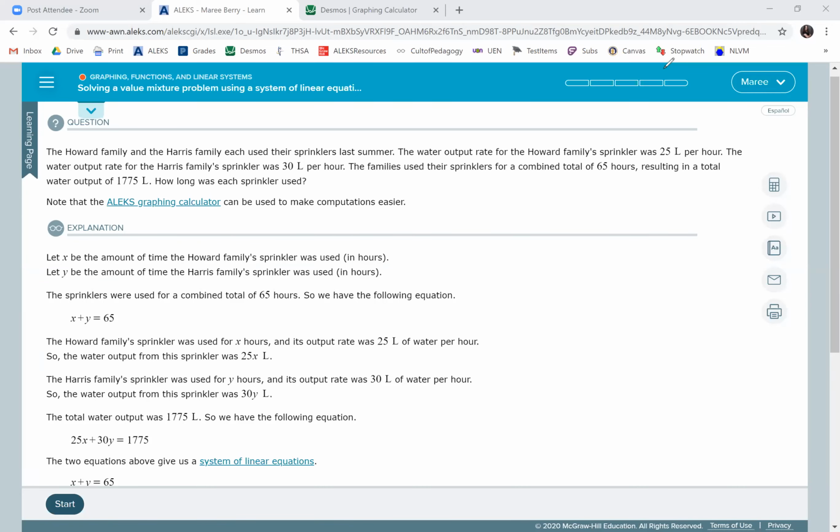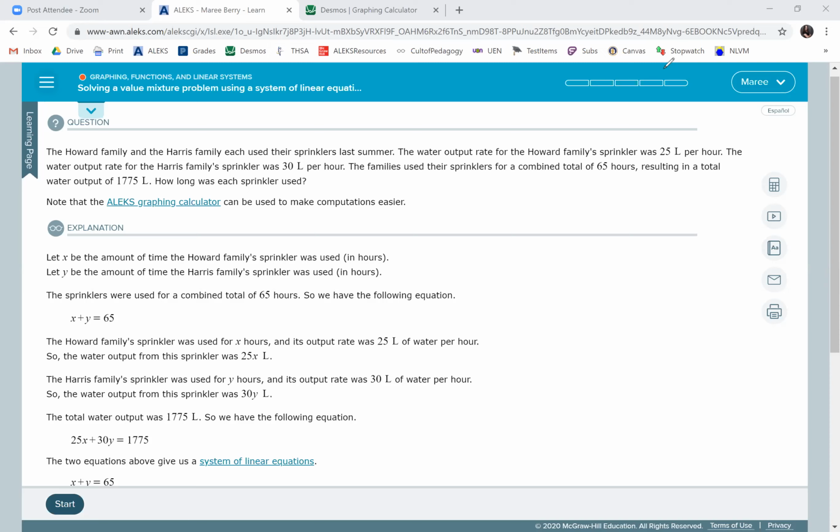For this particular topic, you have to write 2 equations and 2 unknowns, and then you have to solve. And it does take a little bit of thought. There's always a total amount and then a total amount with the rates. So, for example, in this one, the Howard and the Harris family used sprinklers last year, of course.